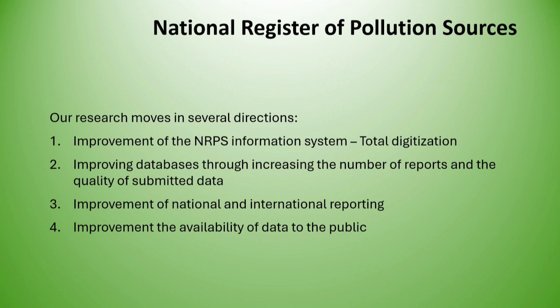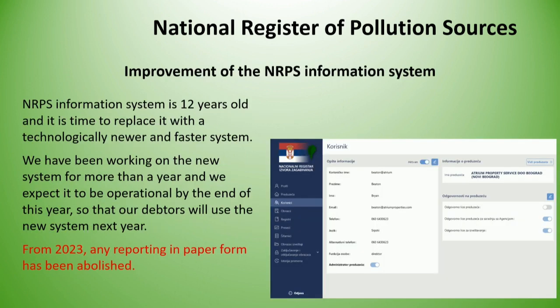What we always look at is how to improve our National Register of Pollution Sources information system, how to improve databases through the number of reports and quality of submitted data, and improvement of national and international reporting and availability of data to the public. Next. When we talk about improvement of our system, we used our old system for 12 years, and we found last year that we need to change, and we expect that the first data delivery will be next year on the 1st of January. What is very important, from 2023, there are no paper forms in the agency.